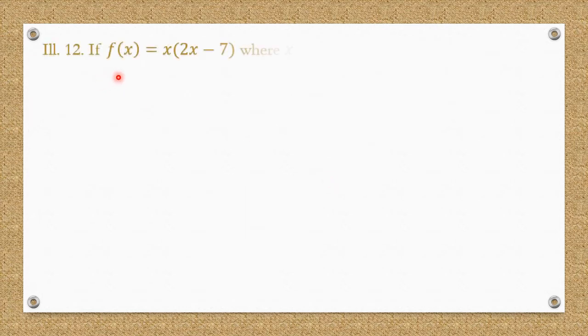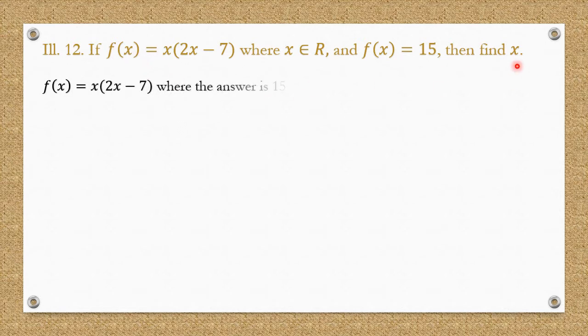Illustration 12. If f(x) is x bracket 2x minus 7, where x belongs to R and f(x) is 15, we have to find the value of x. That means the function is f(x) is equal to x into 2x minus 7, and we also have the answer here, that is 15. What we need to do here is find the value of x for which we will get 15.